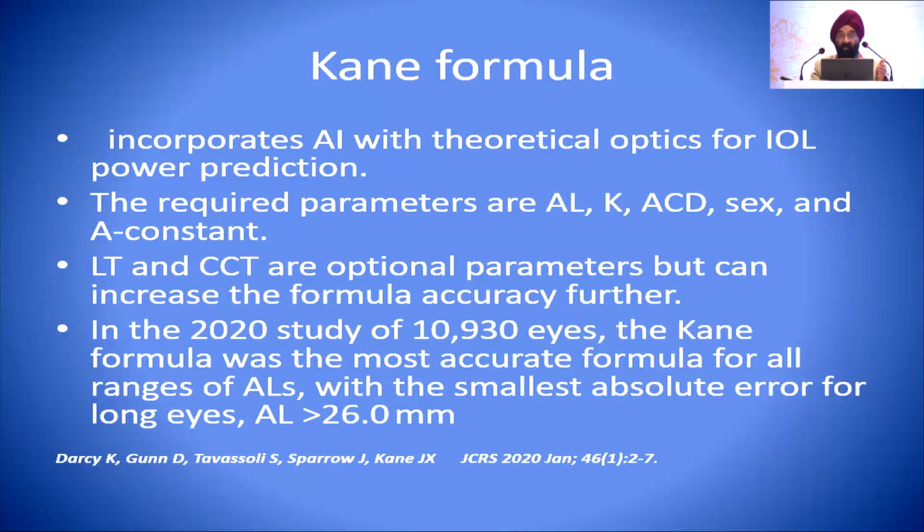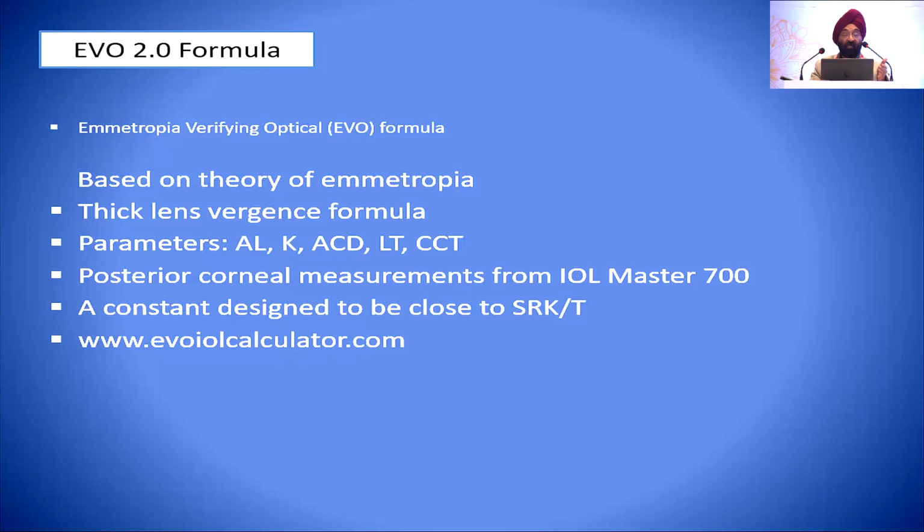Kane formula is another formula which has come after Barrett Universal 2, and it also incorporates artificial intelligence. And besides axial length, keratometry, anterior chamber depth, it also incorporates sex of the patient, because they find that male and female sex will have some different parameters of axial length and keratometry. EVO 2.0 formula is another formula which is a thick lens version formula. It also incorporates, besides all these factors, central corneal thickness.